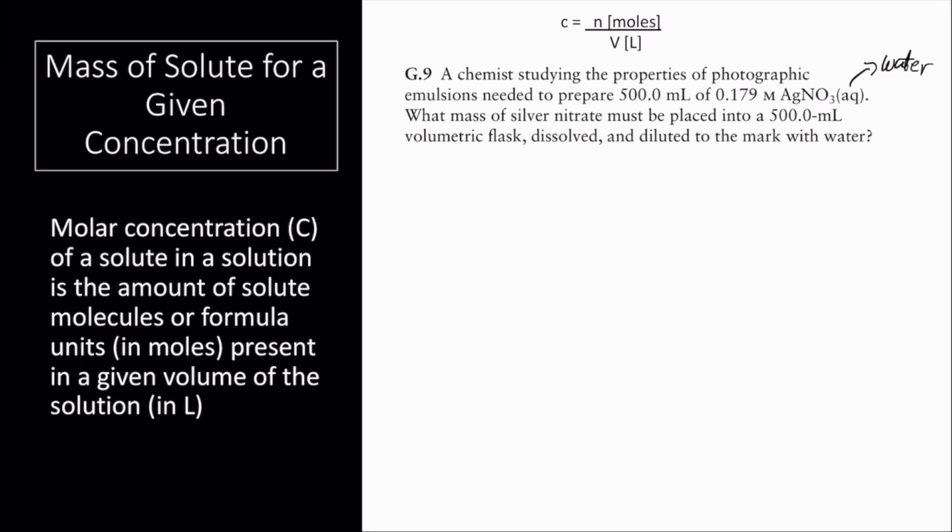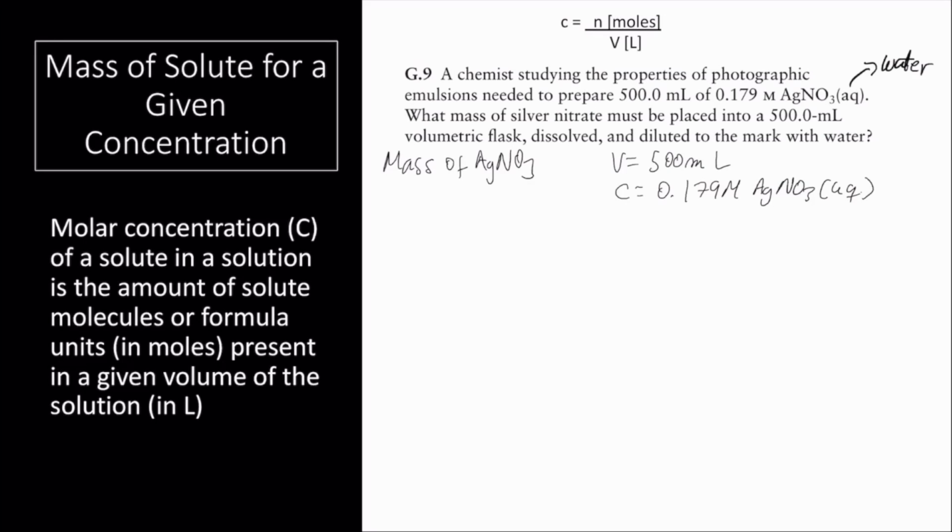Okay, so we're trying to find the mass of silver nitrate that is needed to prepare 500 milliliters of this concentration of silver nitrate. Okay, so we have that the volume is 500 milliliters, and this is the volume of the solution, and the concentration of the solution is 0.179 molar silver nitrate aqueous.